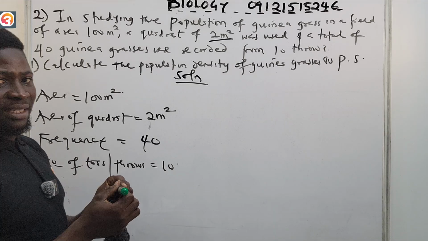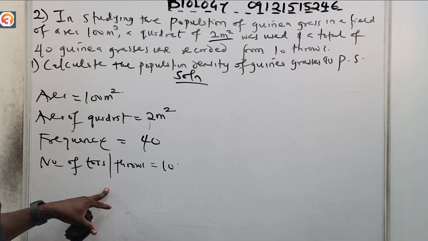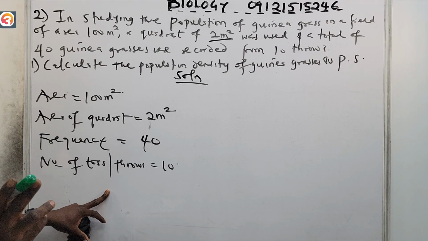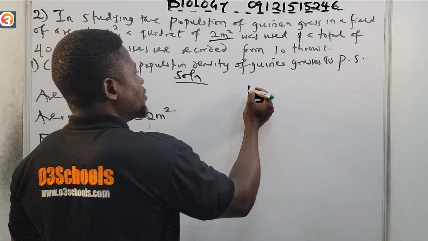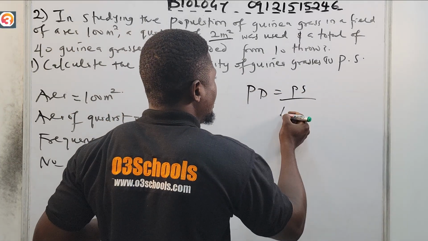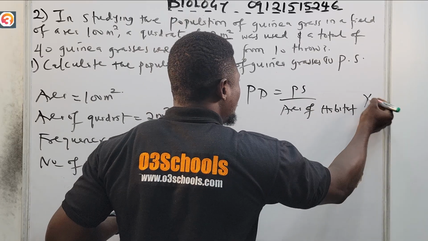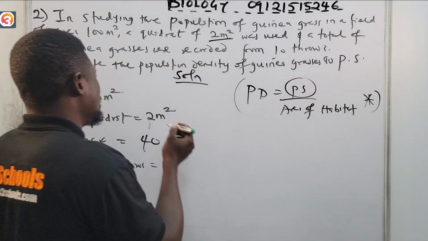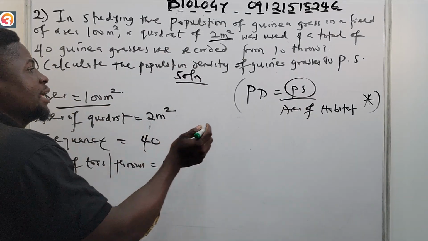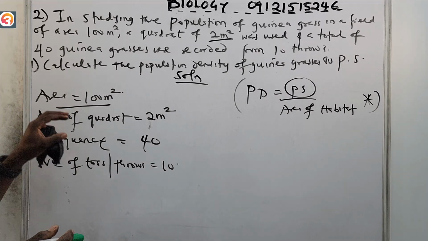If you look very well here, in the parameters we're given, we're not given population size. You see where the matter starts from, right? We're not given population size, so we cannot calculate using the PD formula, PD is PS over area of habitat. It cannot work in this condition because we're not given PS. We have area of habitat, but we do not have the population size. So we cannot use this formula.